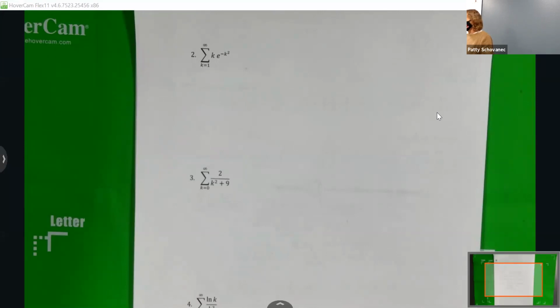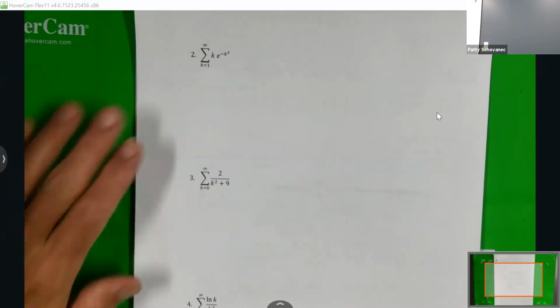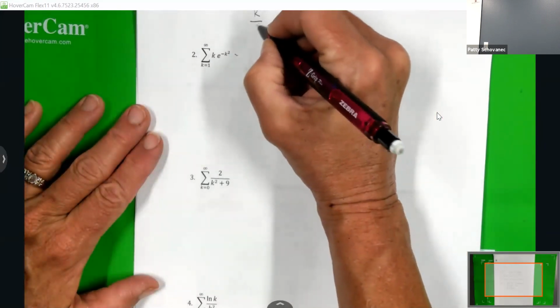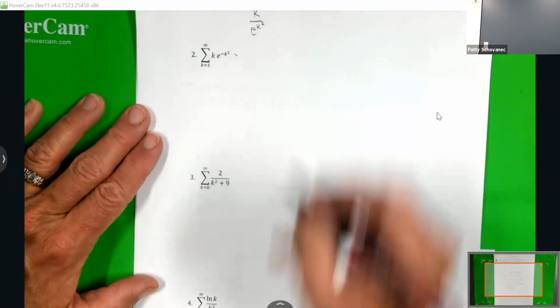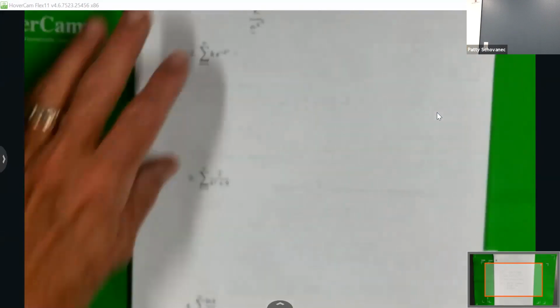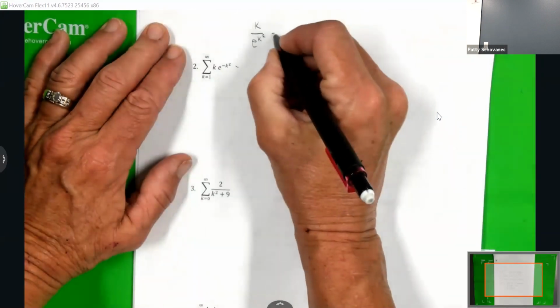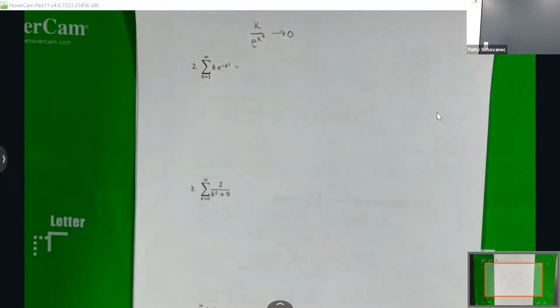It does have a term that goes to 0, right? If I write that as k divided by e to the k squared, do you agree that that term does go to 0? Think about our tower of power. E to a power grows much faster than just k. E to the x grows faster than x. So it does go to 0. So if we were to do the test for divergence, we know nothing.